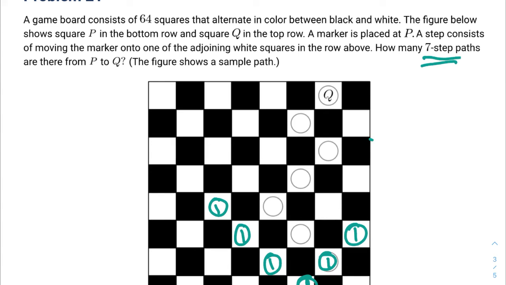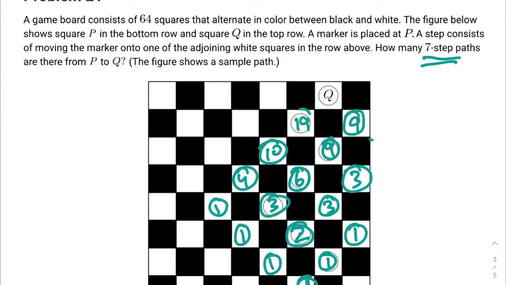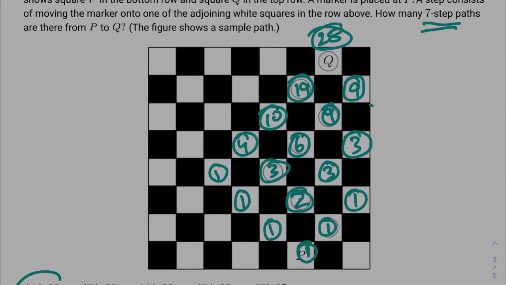And now, time for the fun part, adding. So this square here, 1 plus 1, 2. And now we just go up, 2 plus 1, 3, 2 plus 1, 3, 3 plus 1, 4, 3 plus 3, 6, 6 plus 3, 9, 6 plus 4, 10, 9 here, 10 plus 9, 19, and finally 9 plus 19, or 28. And we get our answer of 28, which is A.